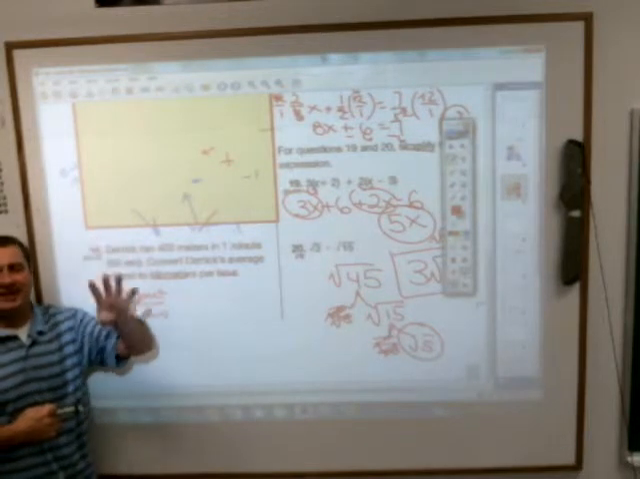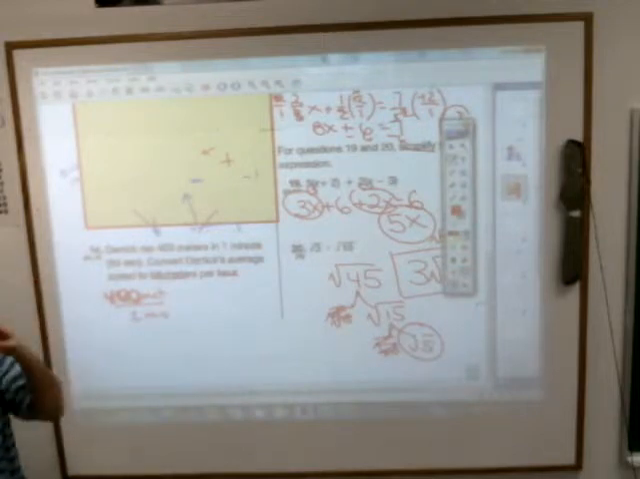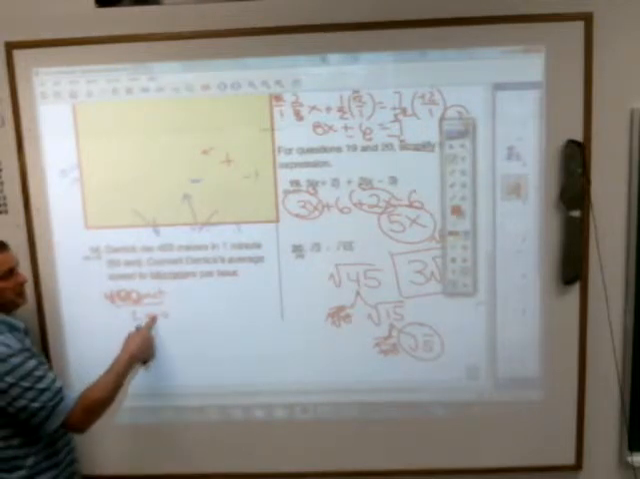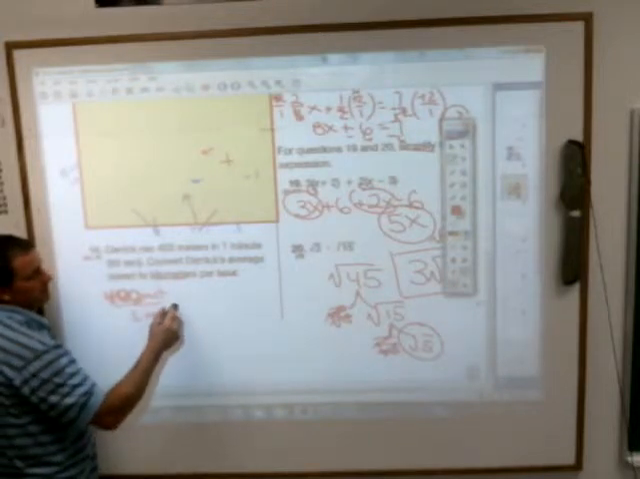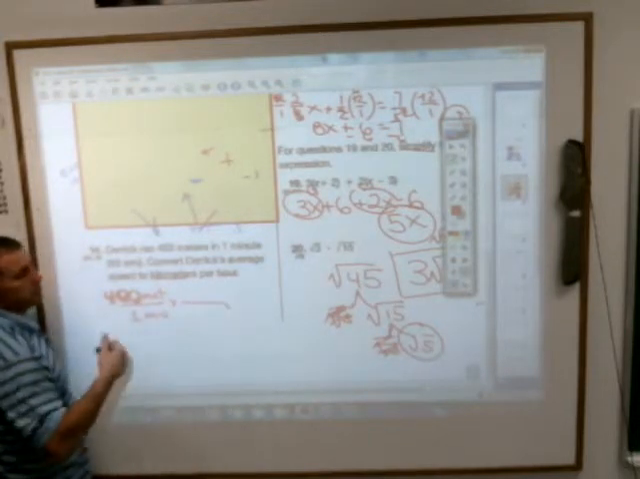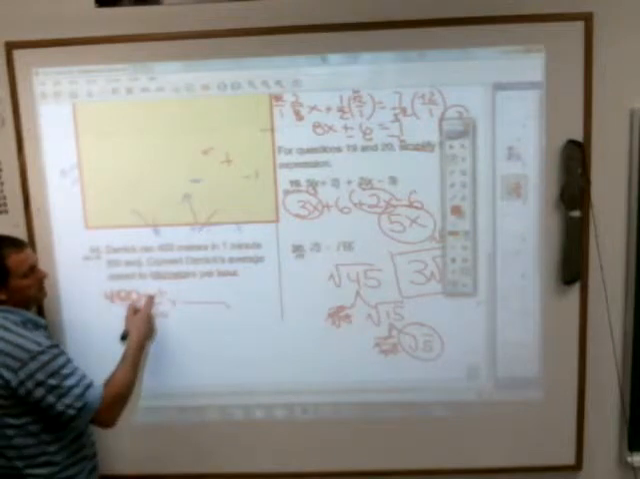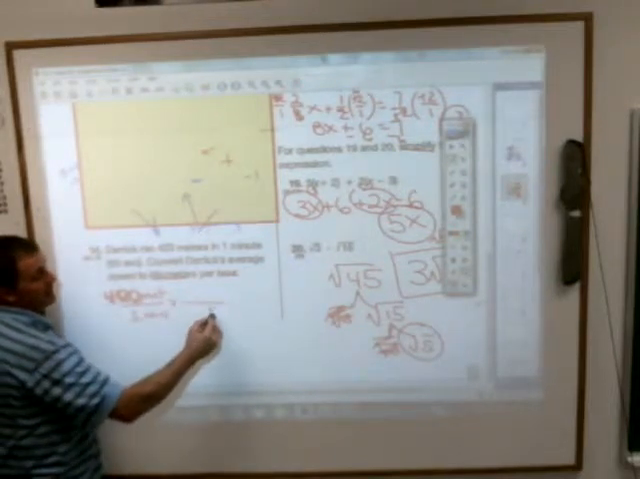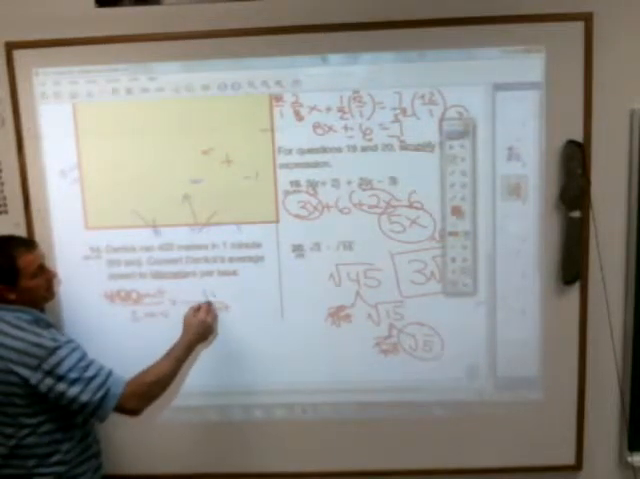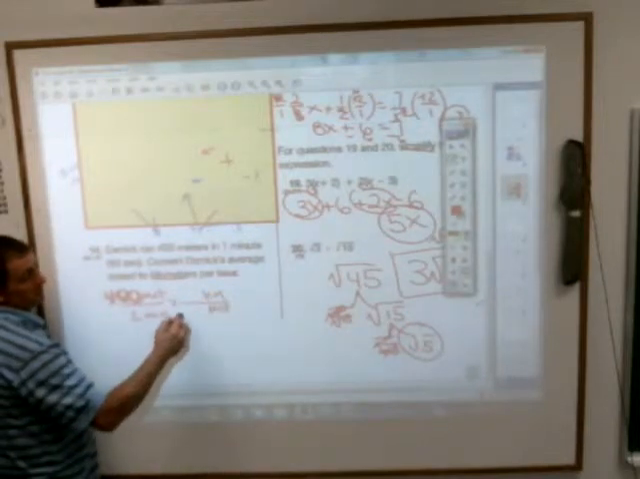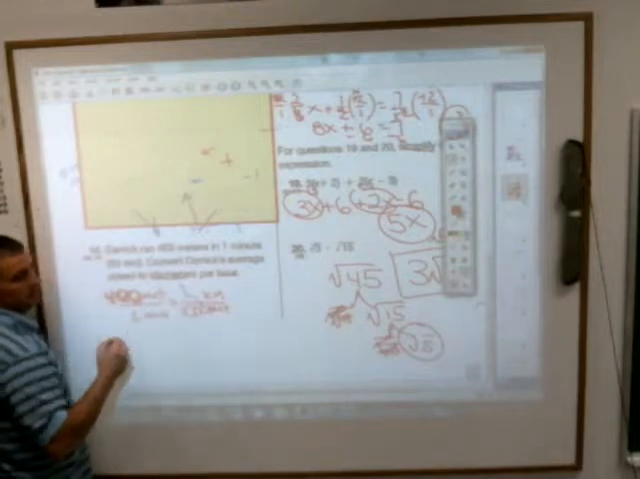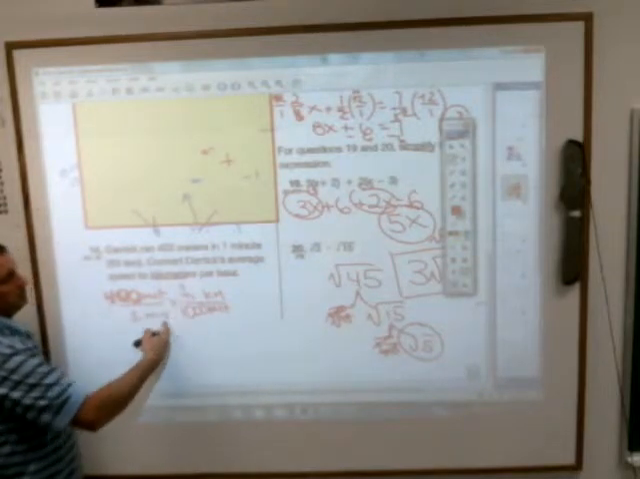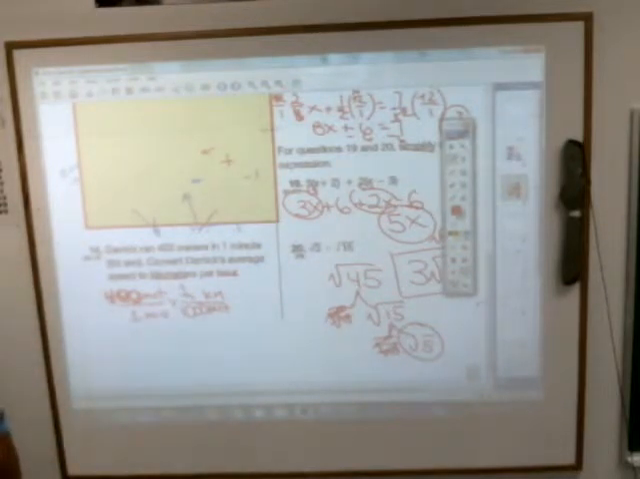Because you're changing two labels, you have to use two unit multipliers. One of them's gonna change minutes into hours, and one of them's gonna change meters into kilometers. And it doesn't matter which one you do first, let's just do meters to kilometers. If I'm changing meters to kilometers, since meters is on top, I have to put meters on bottom and kilometers on top. And you should hopefully know by now that there are 1,000 meters in 1 kilometer.